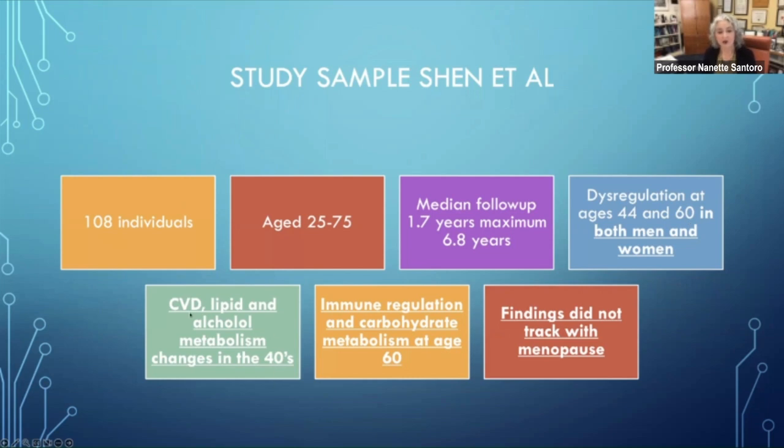They looked at the markers that you see below: cardiovascular, lipid, alcohol metabolism. These are the things that change in the 40s. This is important because we also see changes associated with menopause at this age range as well, especially if menopause is early. And at 60, the changes were more along the lines of immune regulation and carbohydrate metabolism.